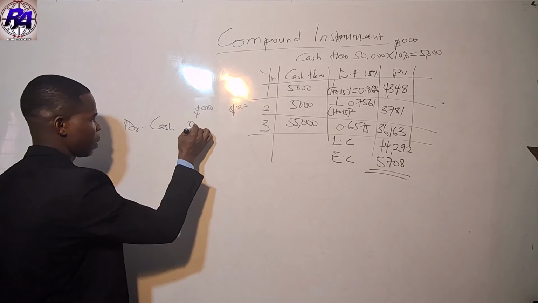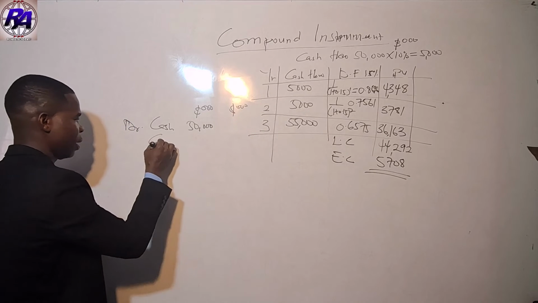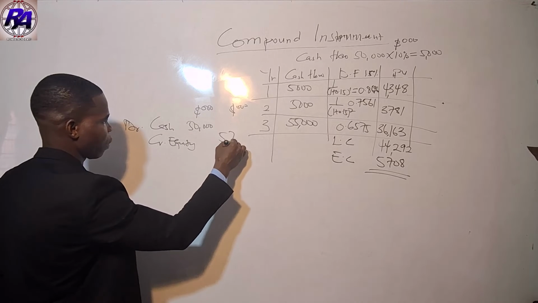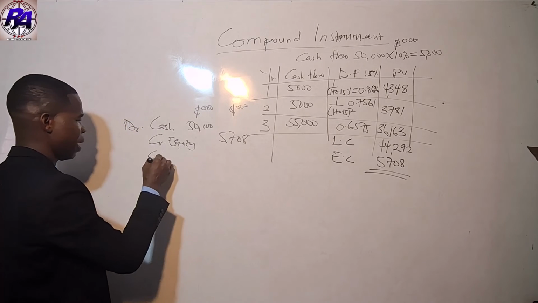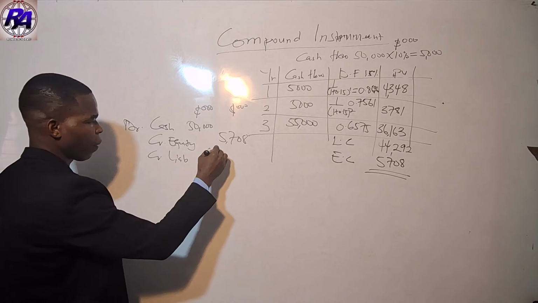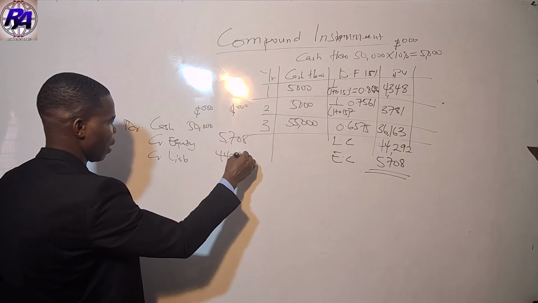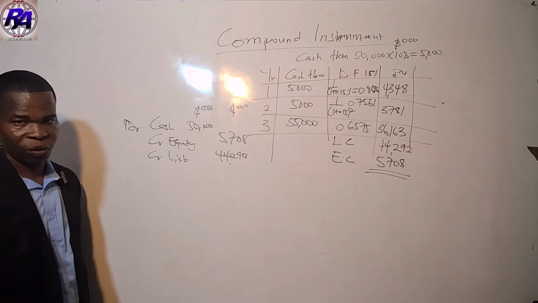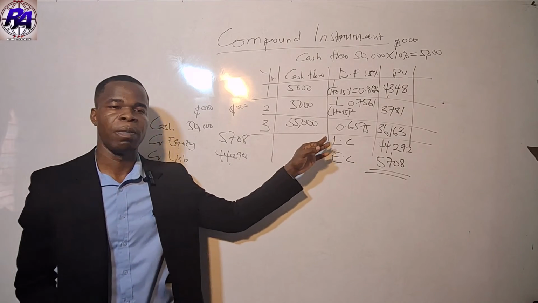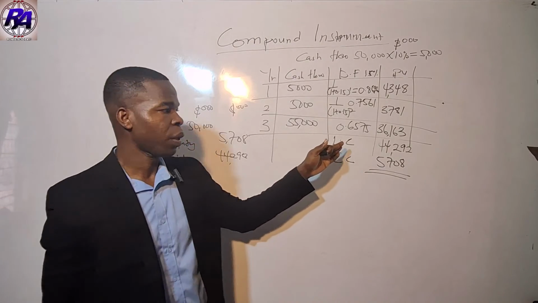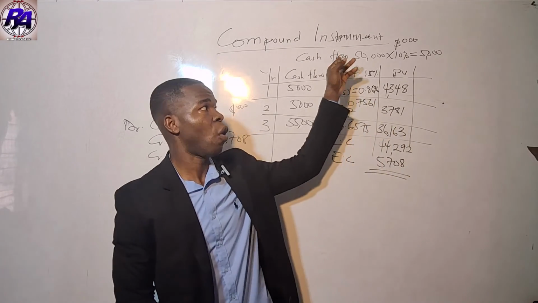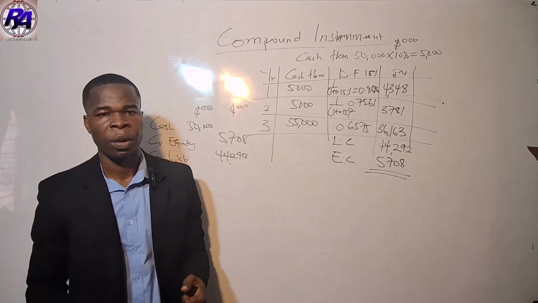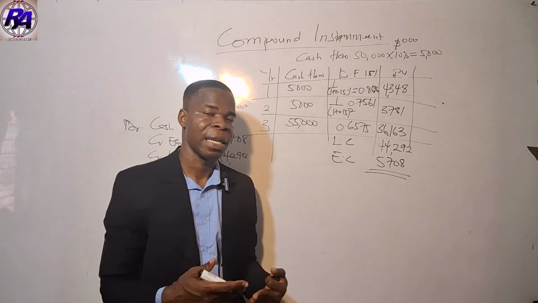Of 50,000, and then we will credit our equity with $5,708, and then credit our liability with $44,292. So these are the initial entries. Now that we have been able to split the compound instrument into equity component and liability component, we need to subsequently amortize the liability component.